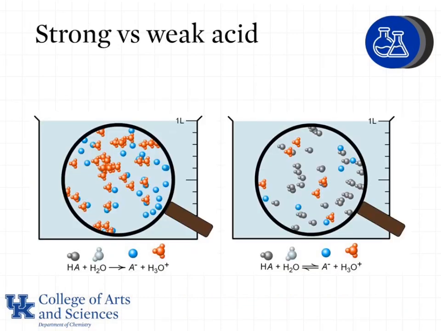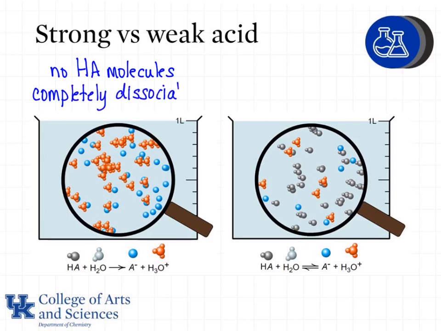These two images compare a strong and a weak acid at the molecular level. On the left side, we have our strong acid, and we see that we have no HA molecules present. It is all turned into A- and H3O+, and we have complete dissociation. When we look at a weak acid, we see that some of the HA molecules remain, but some of them have also dissociated and formed A- and H3O+ ions. So we see that we have partial dissociation in our weak acids.